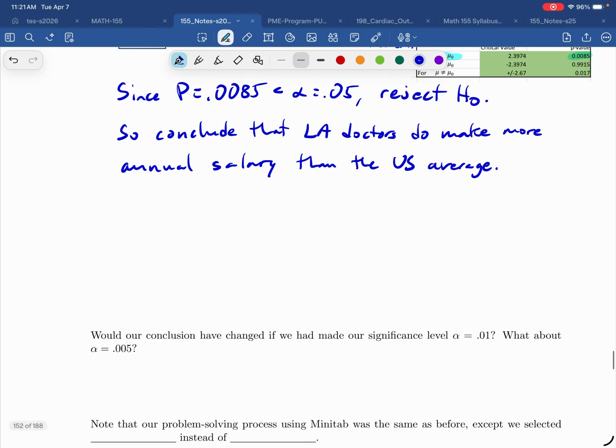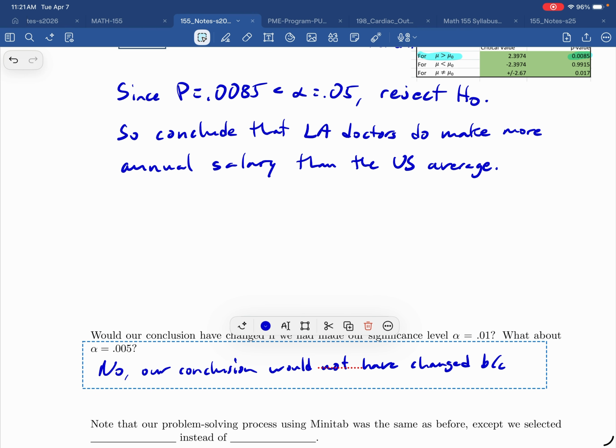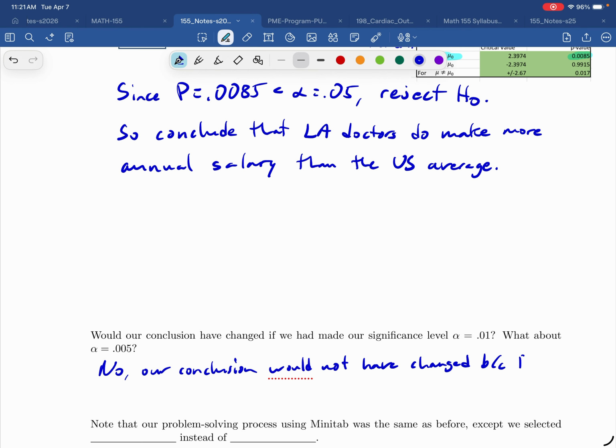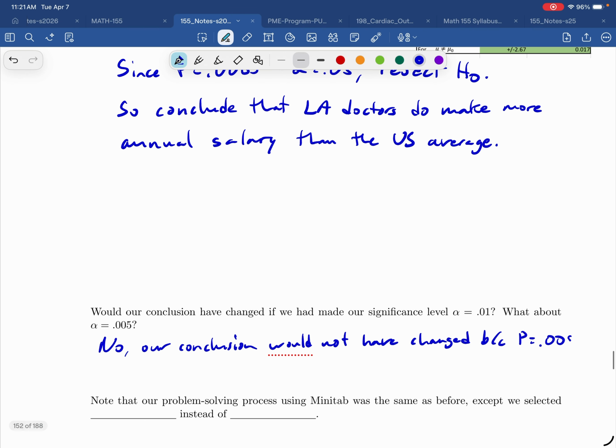Anyway, would our conclusion have changed if we made our significance level 0.01? No. Right? Why? Because, well, maybe let me just move this over here. Because p equals 0.0085, which is less than 0.01.